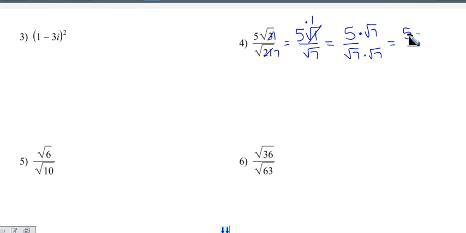So now I have 5 square root of 7 over the square root of 49. Well, the square root of 49 is a perfect square, and the answer is 7. This makes the radical go away in the denominator, and so now I have a final answer that is written in proper form.